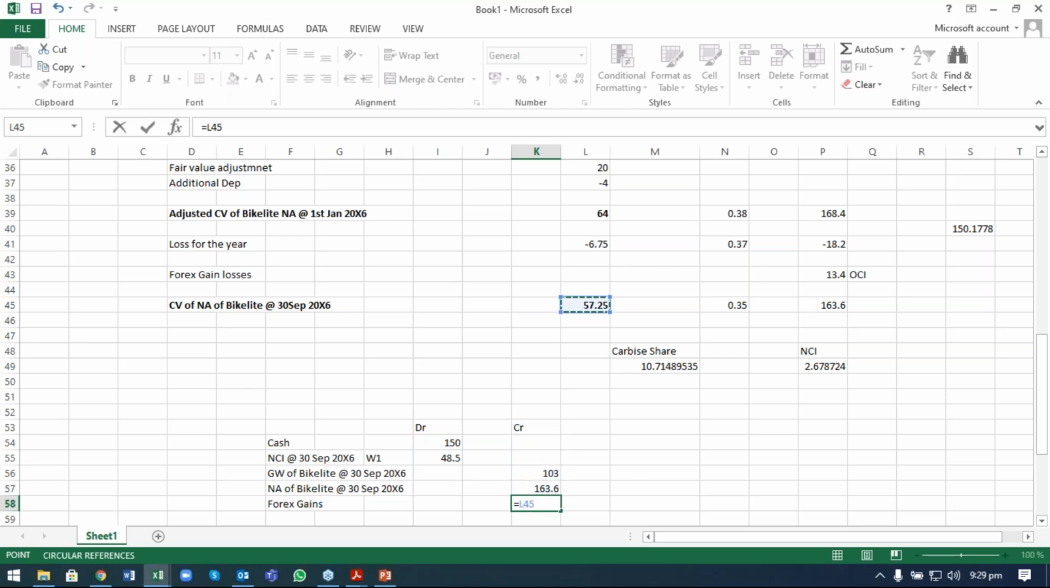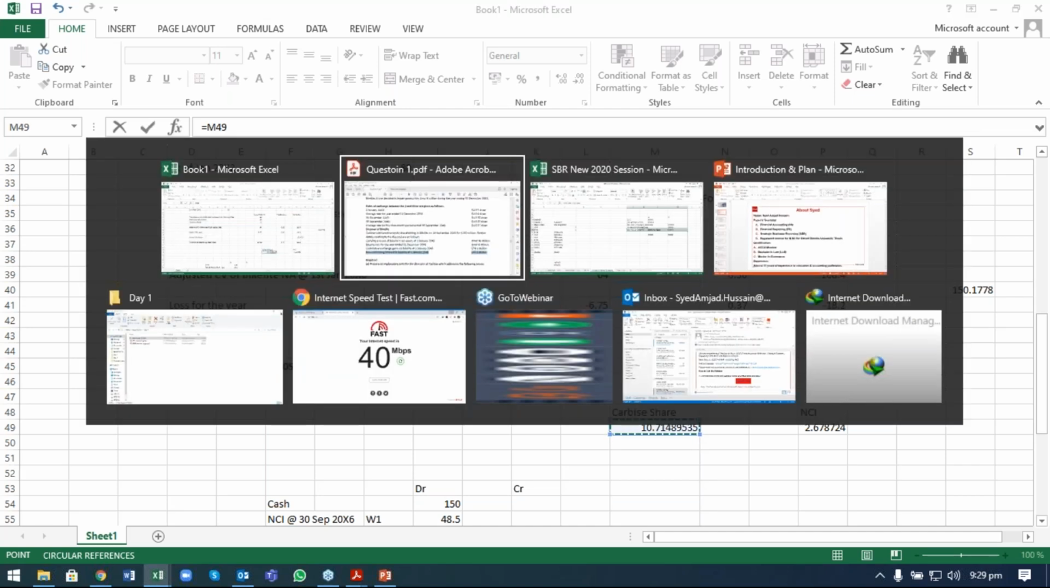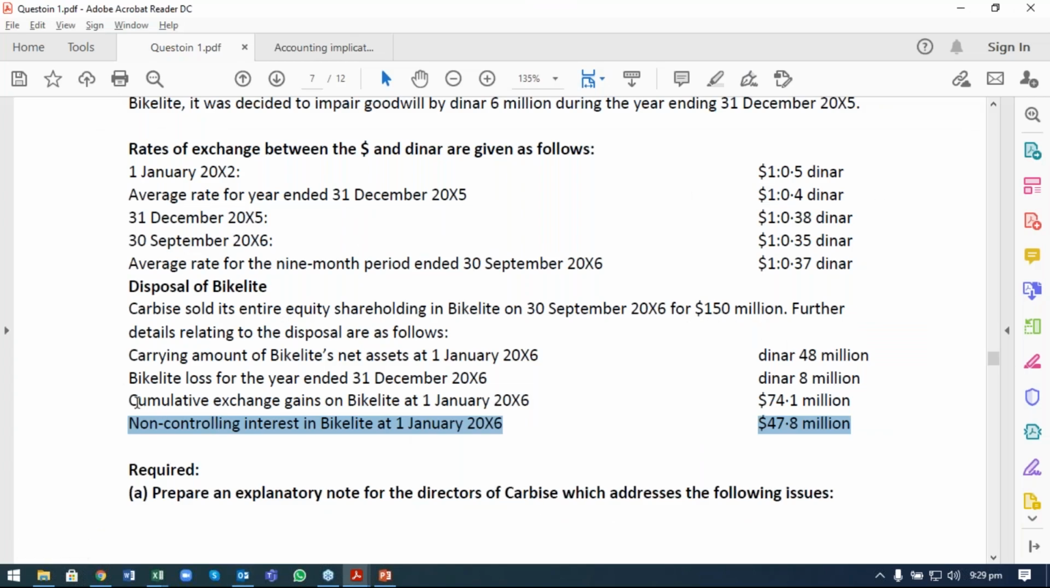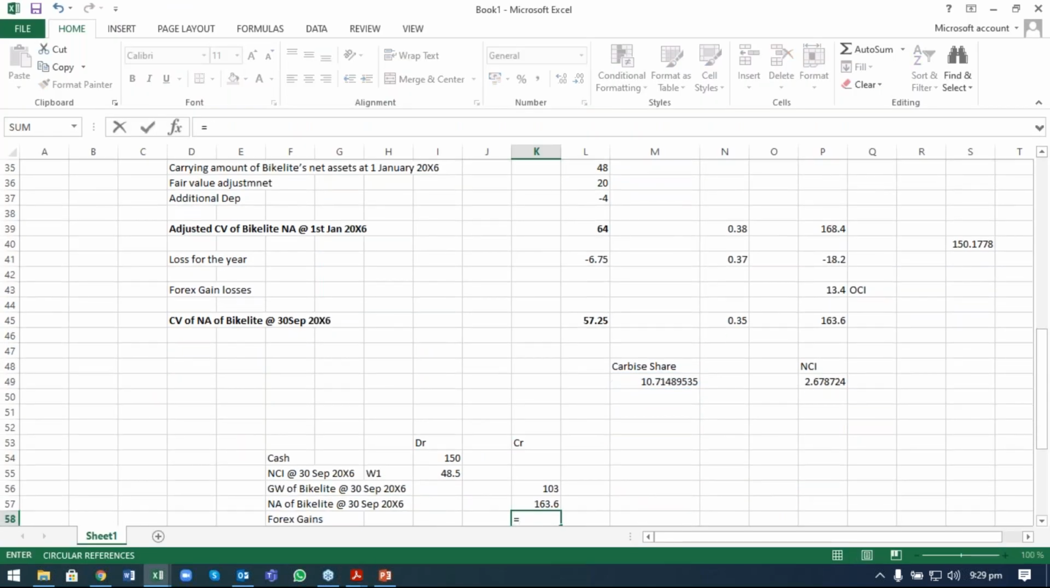What were those? I believe one is forex losses, this 168, no, this 10.7. I believe if there are any foreign exchange gain losses mentioned within the question, cumulative exchange gain by 1st January, right? 74.1 million, that was always provided within the question. So one thing is it's 74.1 million multiplied by 80%. This belongs to parent, along with the changes made during the year.